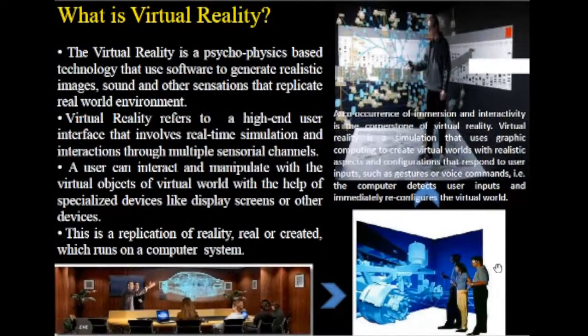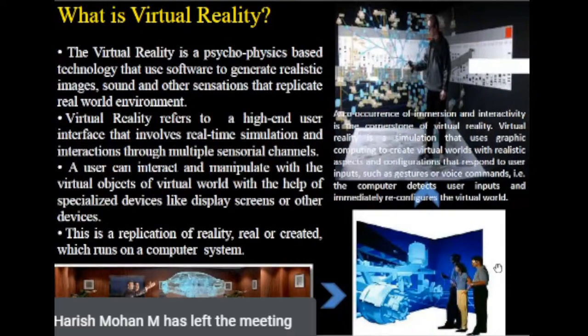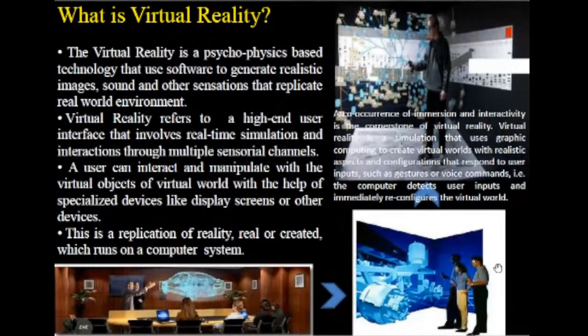Whatever is coming on the computer screen or on the head-mounted display units, you can interact with it. Say, for example, I rotate my head to the right. Immediately, whatever was on the screen shifts towards the right. The right-hand portion, which was not visible previously, will now be visible to you because you have shifted your vision from the front towards the right.